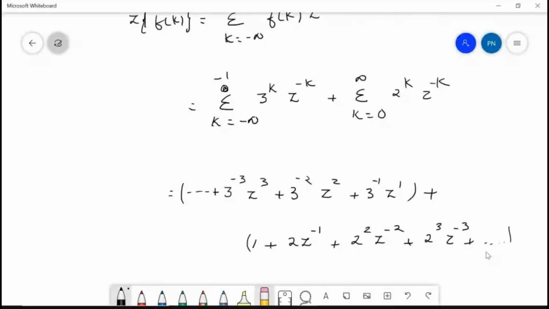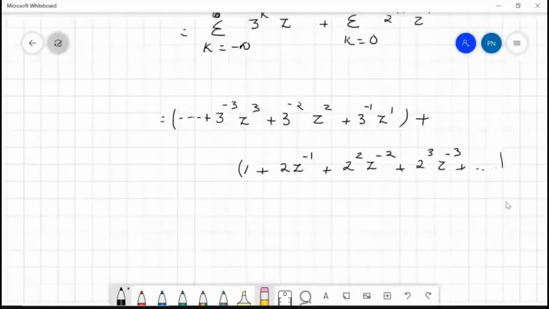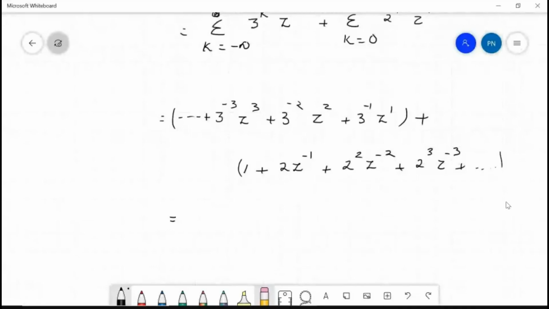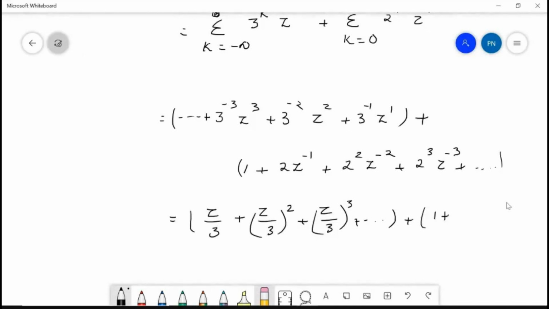Simplifying this, again we have to combine it. So I can write this as z by 3, z by 3 the whole square, z by 3 the whole cube, etc. plus etc. Then in the second we will have 1 plus 2 by z, 2 by z the whole square, plus etc.